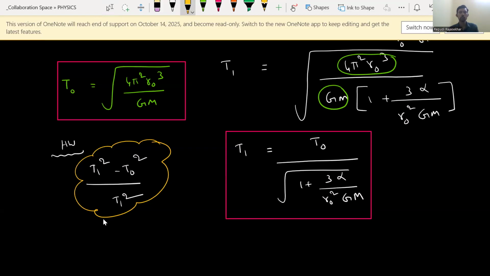Everything is given. T1 we got, T2 we got, T1 we got, T0 we got. Substitute in the given condition, you will get the final answer. Okay? This is the entire question. Very good quality question. Practice it 2-3 times.